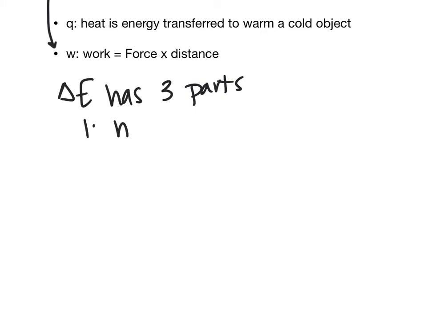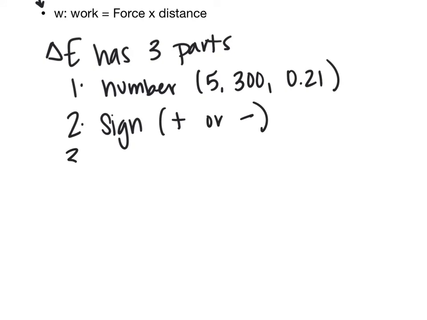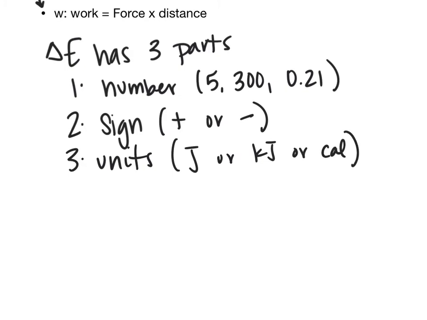1, it has a number associated with it. That could be the number 5, the number 300, or just the number 0.21. So that just gives you a finite value. The second is that it has a sign, and that means it's either positive or negative. And lastly, we need to think about the units, which would be joules or kilojoules, or calories. We're going to think mostly about joules and kilojoules. Calories are not often spoken about in this case.